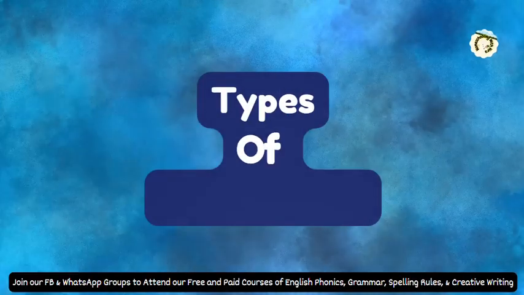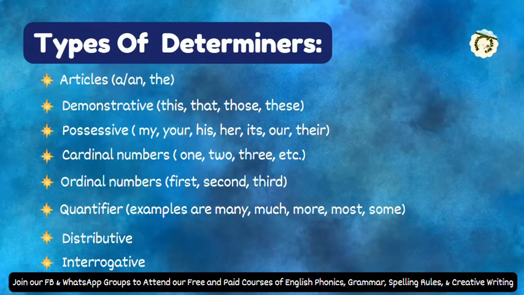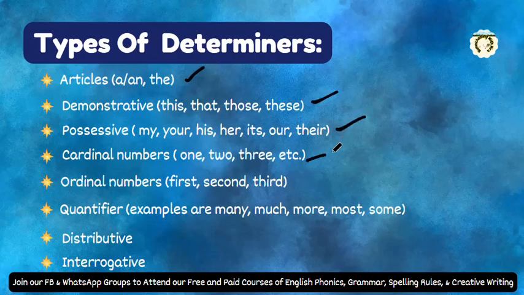So we shall learn the types of determiners, because if you sit in any international exams, they do ask about the different types of determiners. So let's talk about types of determiners. We have these many types of determiners: articles, demonstrative determiners, possessive determiners, cardinal numbers, ordinal numbers, quantifiers, distributives, and interrogatives. One by one, we will just see some examples of all of them and you will surely understand them.